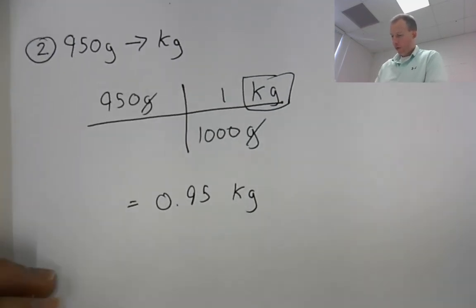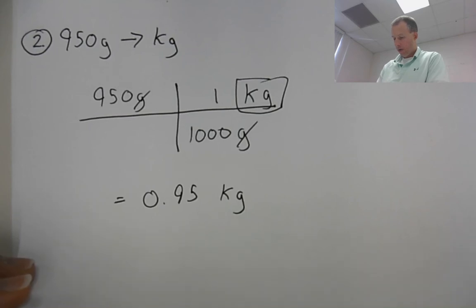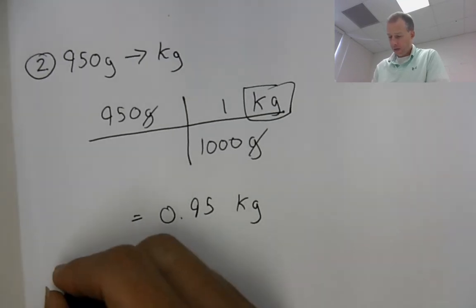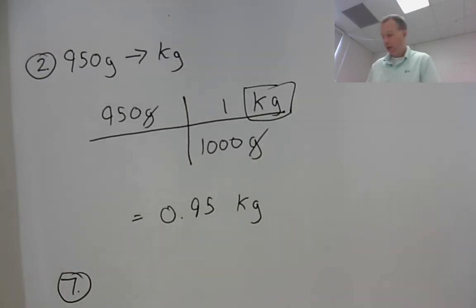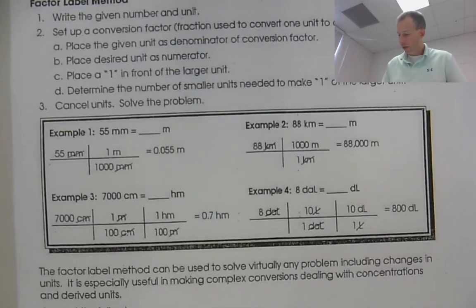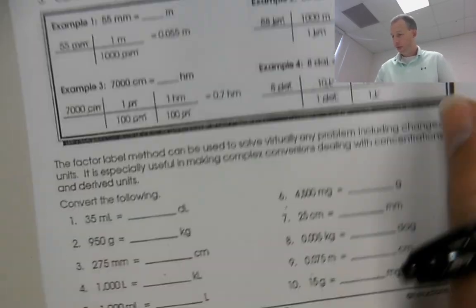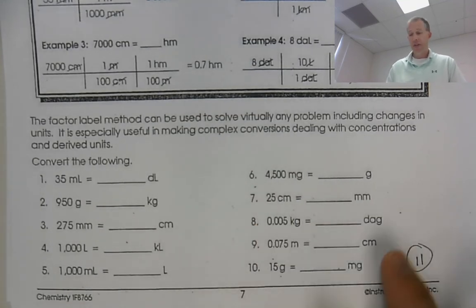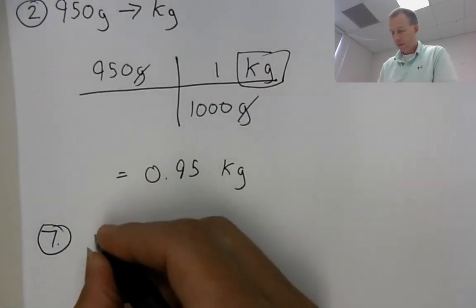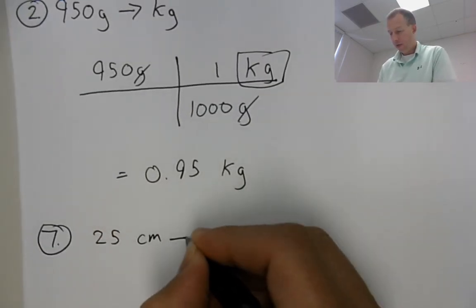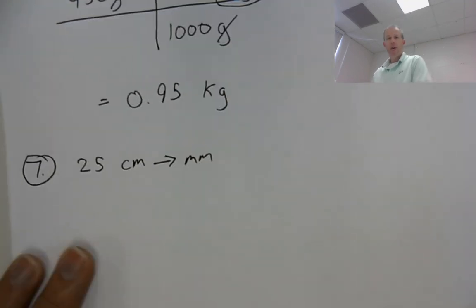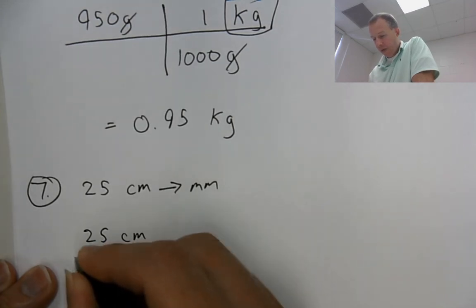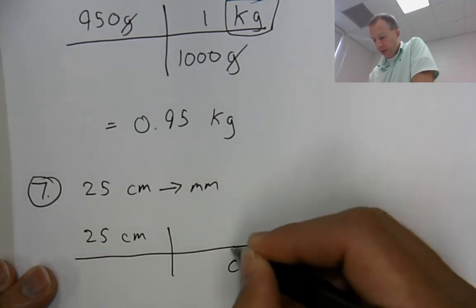Let's do one more. Also let me do number 7 with you, just to make sure. So 7 is 25 centimeters. You're converting it to millimeters. So you're going centi to milli in this case. So you'll set it up again. Again, I hope that this is getting annoying almost to the point that it's so beaten into your heads. You've got centimeters, convert to millimeters.